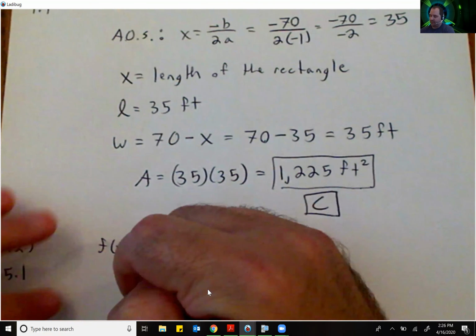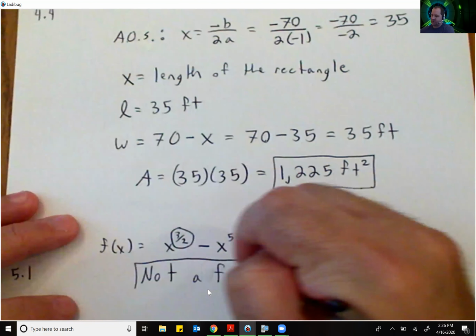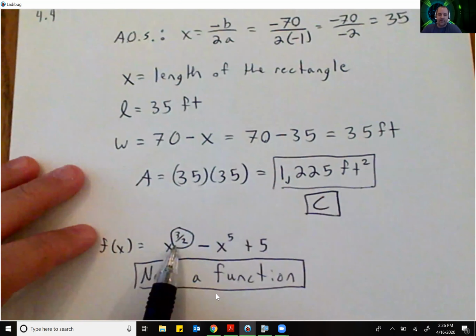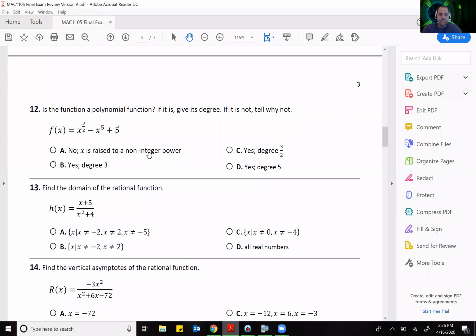And the reason being, because you have that fraction power. So let's take a look. Really, there's only one answer that says no, because x is raised to a non-integer power. That's what I was just talking about. That's not an integer, okay? Positive integers are 0, 1, 2, 3, 4, 5, 6, 7, 8, 9, 10, no decimals, no fractions. So the answer has to be A.